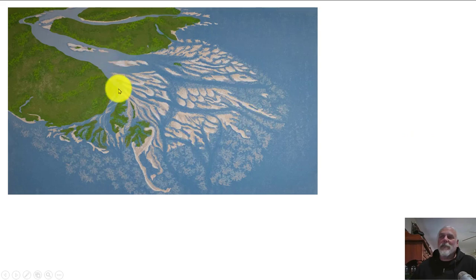Here's a picture of a delta. I think that looks really neat. It's that fan-like shape that you're going to be looking for. This is called a delta.